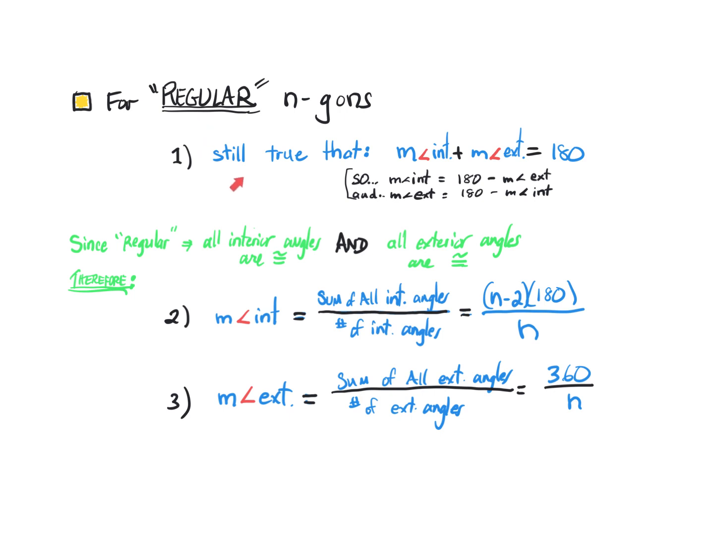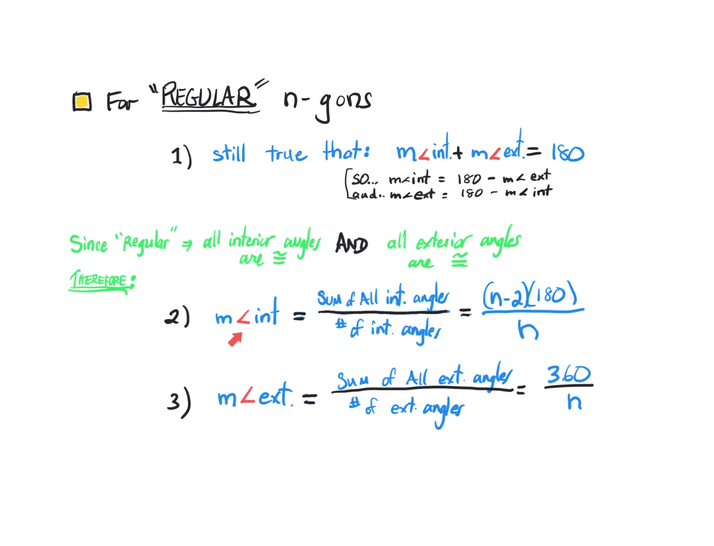Well, it's still true that the sum of the interior and exterior angle pairs will always be 180. So when you know one, you can subtract it from 180 to get the other. But since regular polygons are polygons where all the interior angles are congruent and all the exterior angles are congruent, then if we know the sum of all the interior angles or exterior angles, you can just divide by how many of them there are to get the measure of a single one of them.